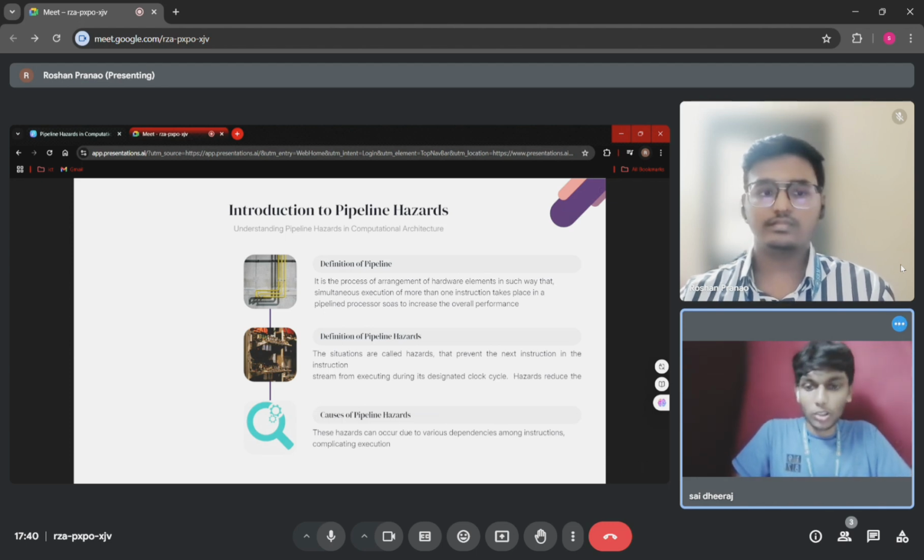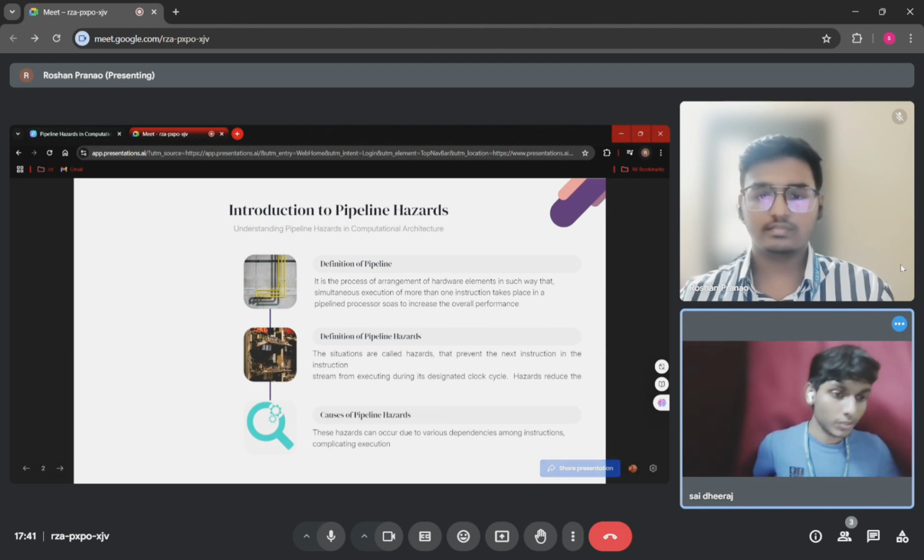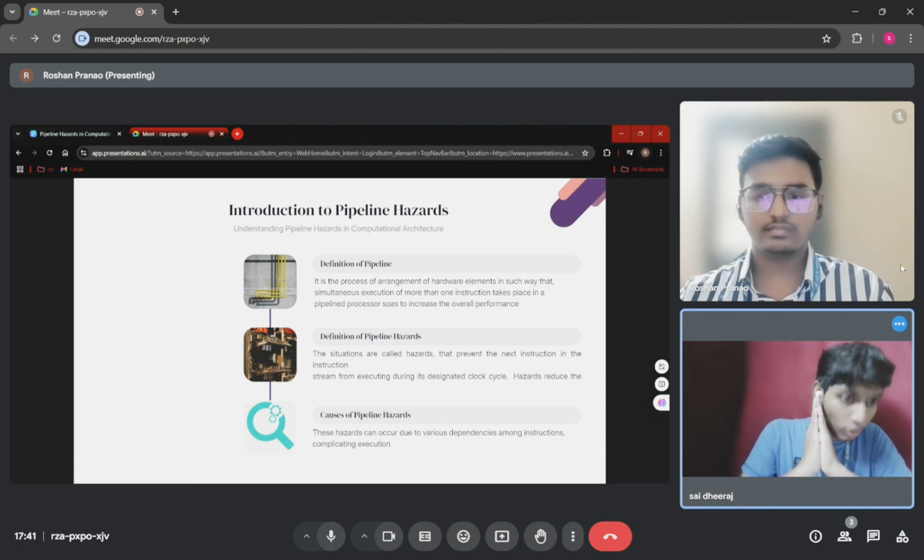We'll now talk about the definition of pipeline hazards. Those situations are called hazards that prevent the next instruction in the instruction stream from executing during its designated clock cycle. So hazards will lead to a decrease in the performance of the system. Let's understand why. Each instruction in the instruction stream has to perform its operation or execution only within a particular designated clock cycle.